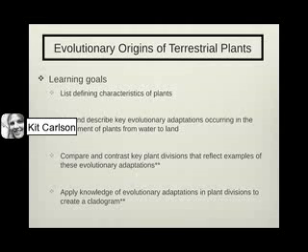Our specific learning goals for evolutionary origins of terrestrial plants would include: 1. Defining characteristics of plants. 2. We will list and describe some of the key evolutionary adaptations that we see as plants moved from an aquatic environment to land. We'll look at the key plant divisions that reflect examples of those evolutionary adaptations. And we'll actually spend more time doing that in our upcoming lecture than we do in this one.